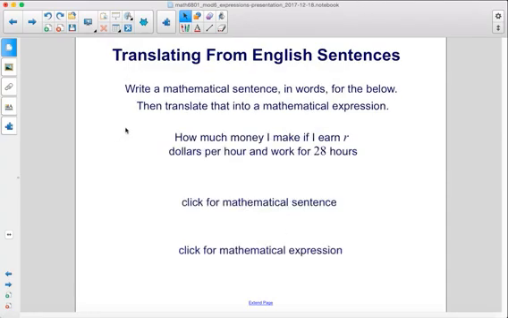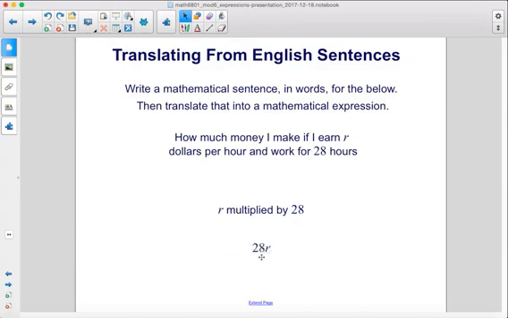Write a mathematical sentence in words for the below, then translate that into a mathematical expression. How much money I make if I earn R dollars per hour and work for 28 hours. R, the amount of dollars per hour, multiplied by 28, the amount of hours. R multiplied by 28, so 28R.